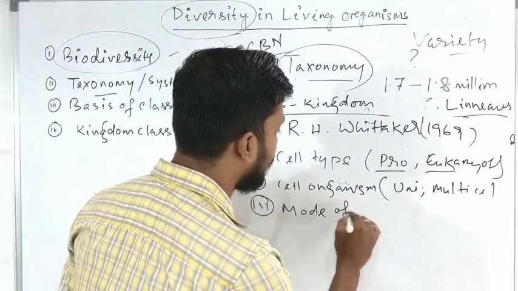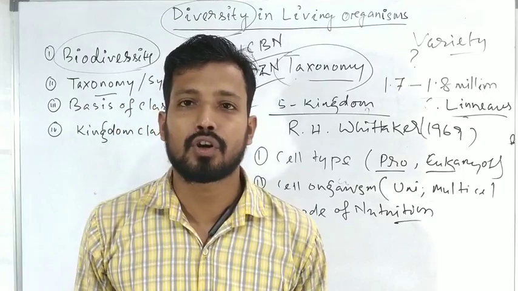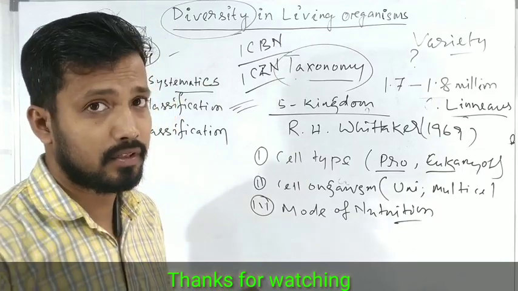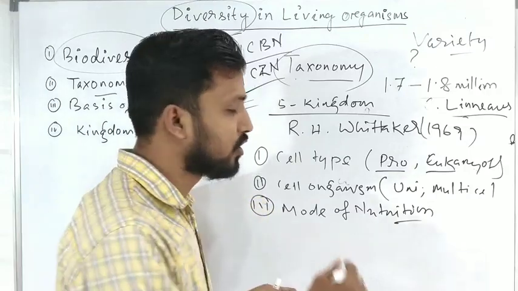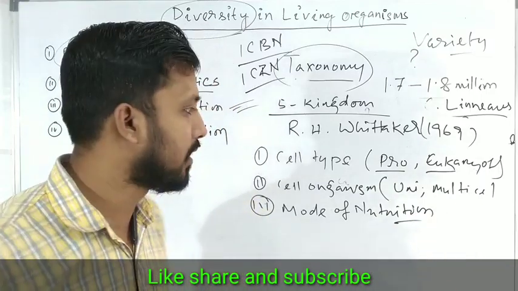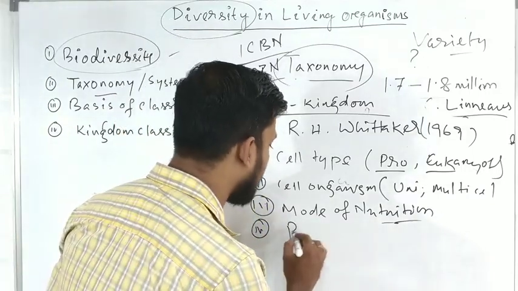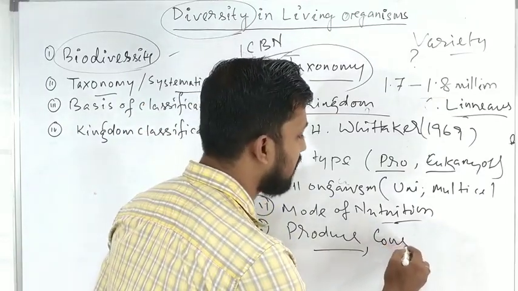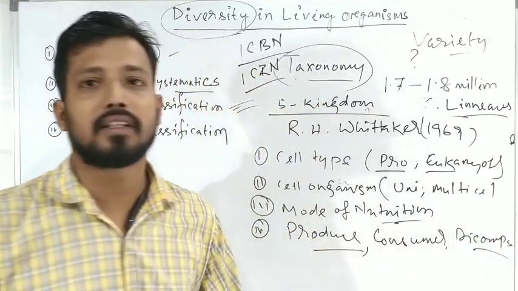Then mode of nutrition. How do they acquire their food? Either they are autotrophs or heterotrophs. They can synthesize their own food, or they cannot synthesize their own food. They are heterotrophs, meaning they depend upon other organisms. We know different modes of nutrition are there: holozoic, parasitic, saprophytic, symbiotic. And their ecological role: either they are producers, producing energy like plants, or consumers like animals, or decomposers, they decompose in the environment. What is their role in the environment?